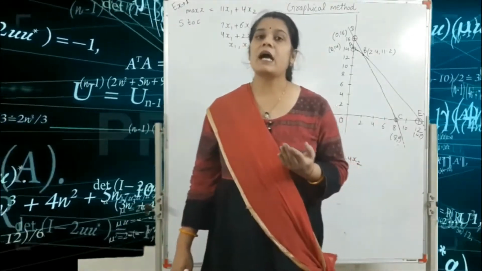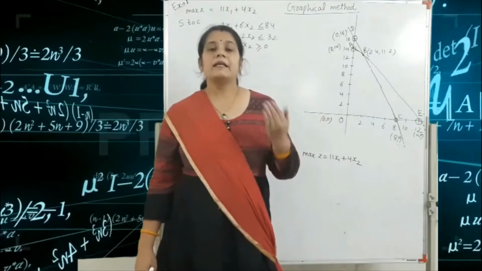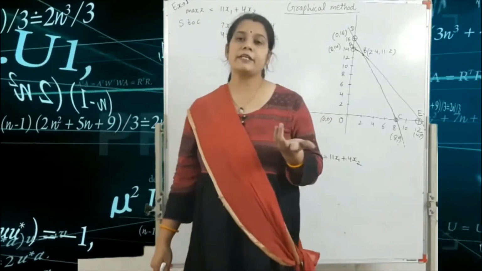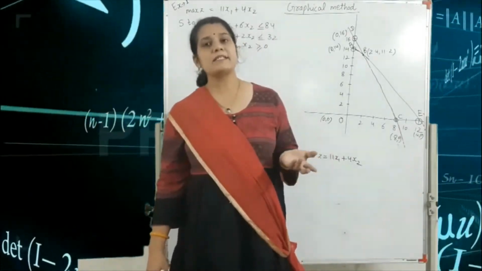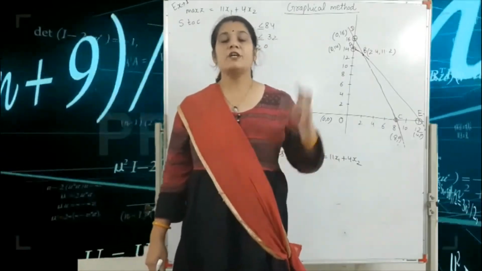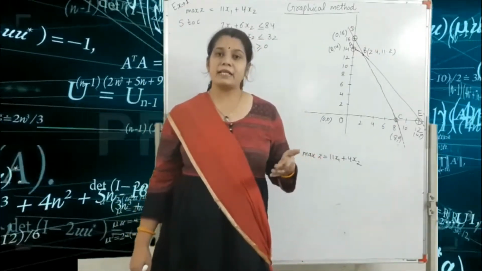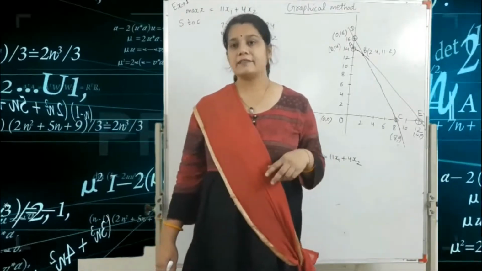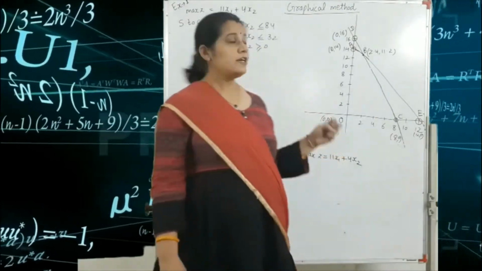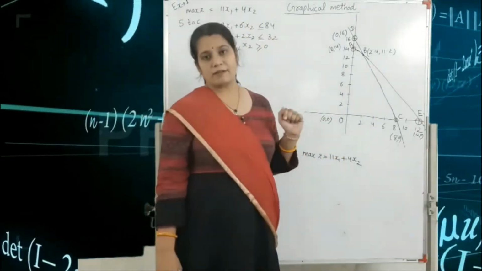In case we have more than two variables, then for finding the profit and loss, that means maximization and minimization, we use the simplex method, Big M method and the two-phase method. Okay, so this is the example of the graphical method.